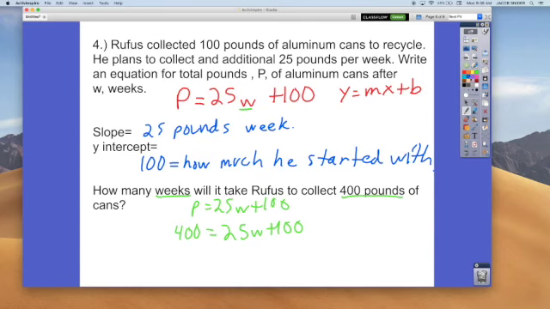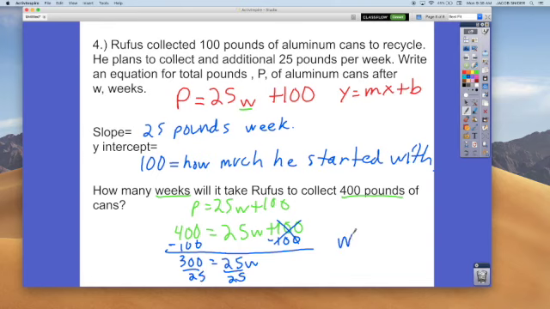The first thing that I want to do is move this 100. Write this with me. Minus 100. This is gone, right? So that leaves me with 400 minus 100, which is 300. And then my last step this time is we're going to divide by 25.